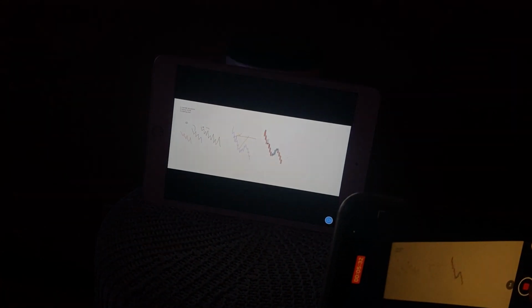Can you just keep it recording a little longer till I get it? Okay, this is a correction within this bullish push here.